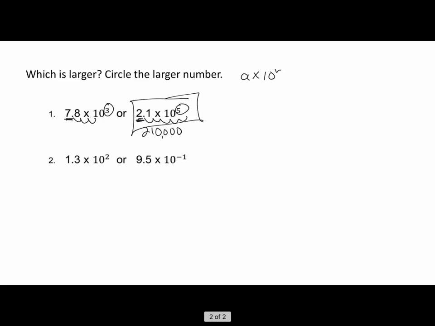In the second example, if you just compare the base A's, 9 is bigger, but it has a negative exponent. That means you're losing a place value. So this is definitely going to be a larger number here.